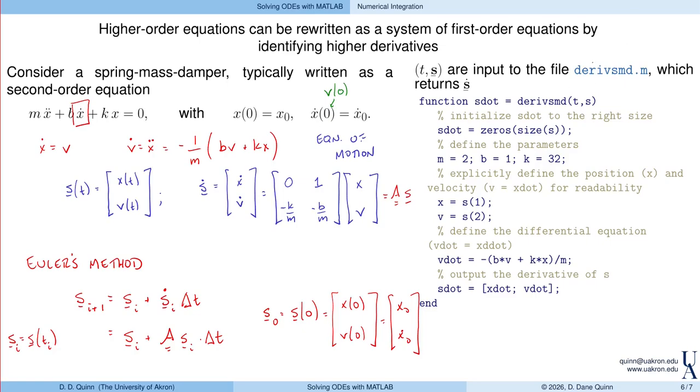Right? So again, I'll show you the derivative file. Right here, I'll define it as deriv smd, spring mass damper, .m. And this function that we're going to define returns s dot, right, which is basically this quantity here. So again, let's actually go to MATLAB and show you this.